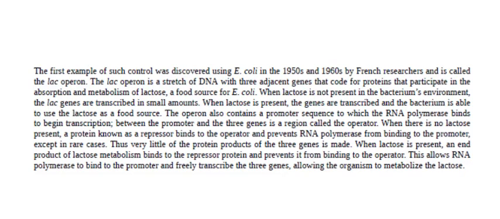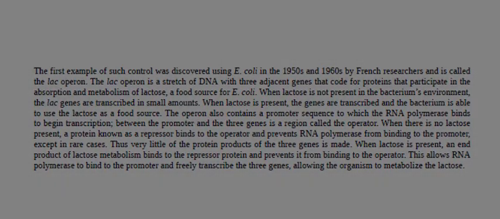Thus, very little of the protein products of the 3 genes is made. When lactose is present, an end product of lactose metabolism binds to the repressor and prevents it from binding to the operator. This allows RNA polymerase to bind to the promoter and freely transcribe the 3 genes, allowing the organism to metabolize the lactose.